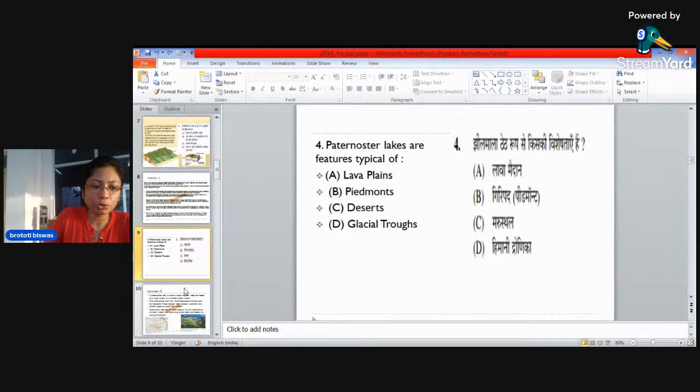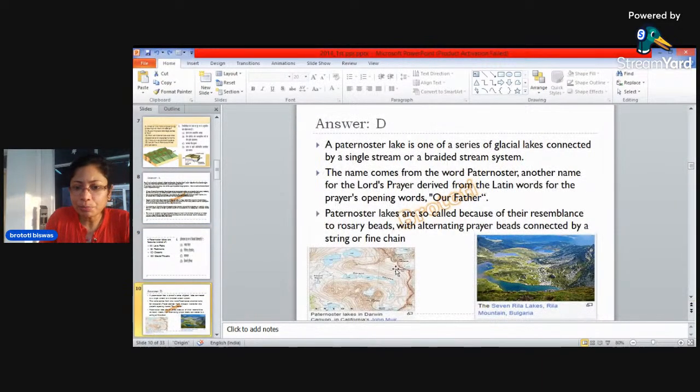So for this you must know what is a paternoster lake. It is very much important to know, before answering this question, what a paternoster lake is. So this is a paternoster lake.